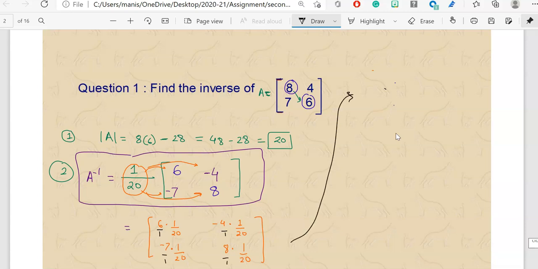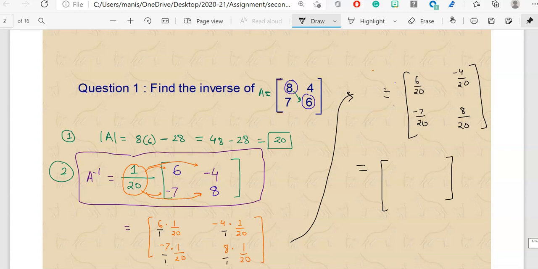So my next step looks like this. When you do this, it will be your 6 over 20, negative 4 over 20, negative 7 over 20, and this is your 8 over 20. Now you cannot leave your answer like this because you can simplify this. How can I simplify this? I'm using my calculator over here.